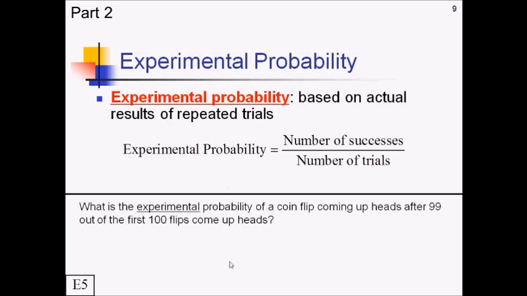Down here, for example, we've tried this experiment 100 times, so that would be our total number of possible outcomes. It's just our number of trials, and we've had 99 successes if we wanted heads. So our experimental probability for that warm-up problem is going to be 99 out of 100.